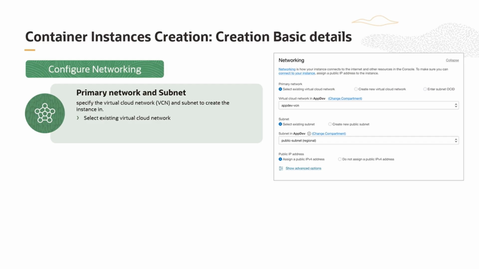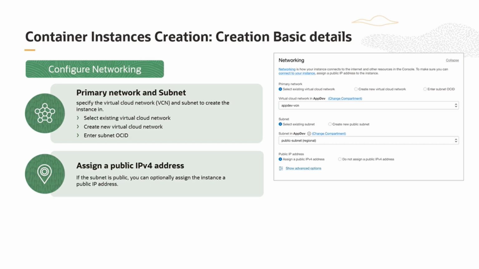You have the flexibility to choose whether to use an existing VCN and subnet, create a VCN or subnet, or enter the OCID of an existing subnet. You also have the option to assign a public IPv4 address to the instance. This is useful if the subnet is public, as it allows the instance to be accessible from the internet.